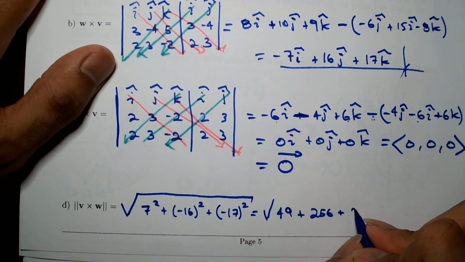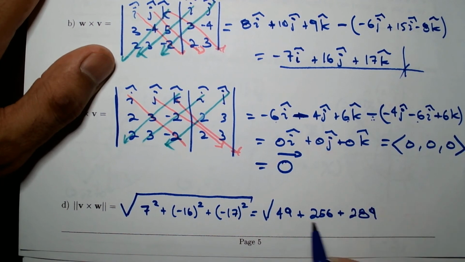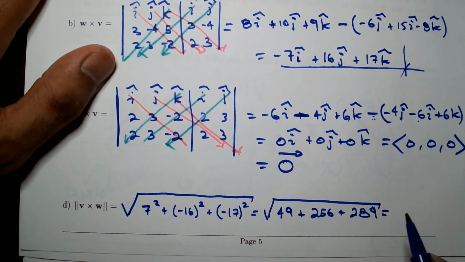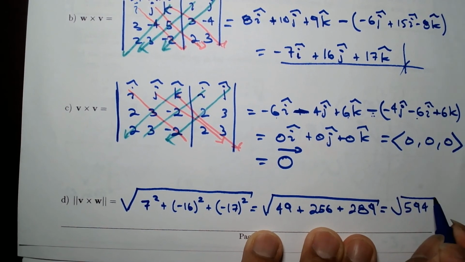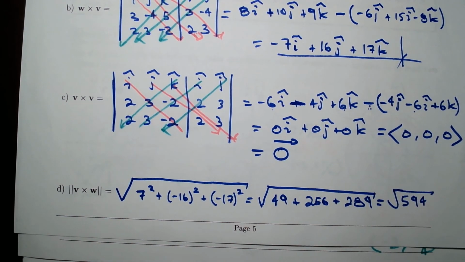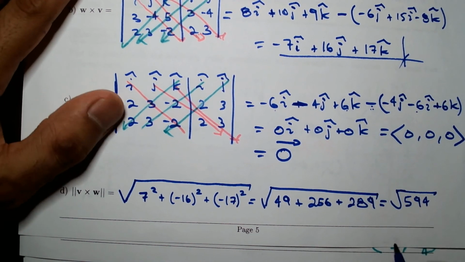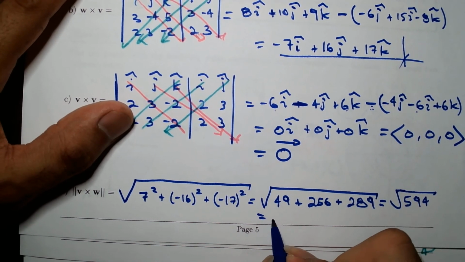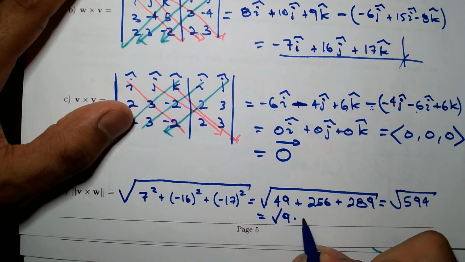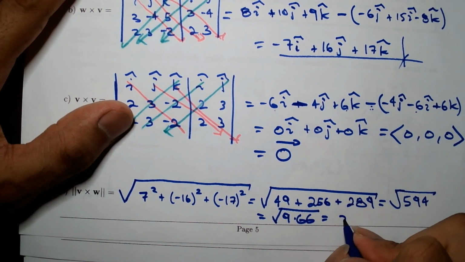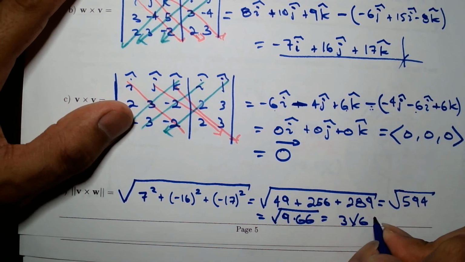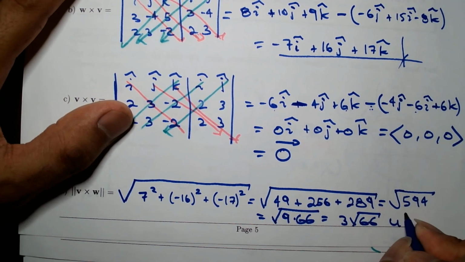Adding these three numbers together, we get 594. And we can simplify this a bit further. Well, that's the same as saying the square root of 9 times 66. 66 is not a perfect square, only 9, which is 3, so we get 3 root of 66, units squared.